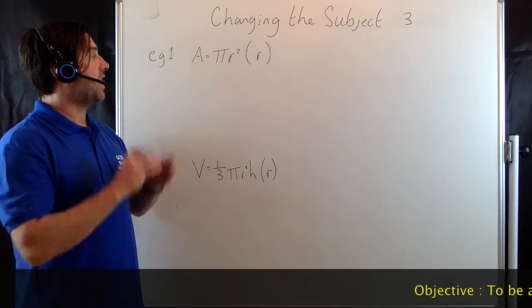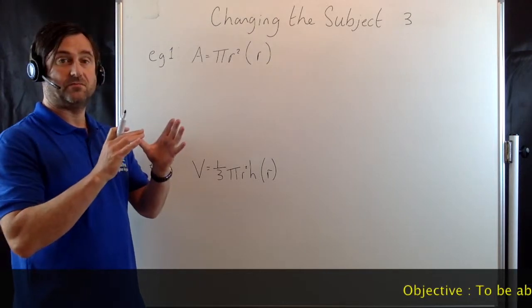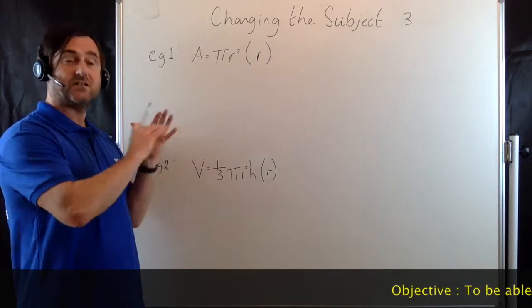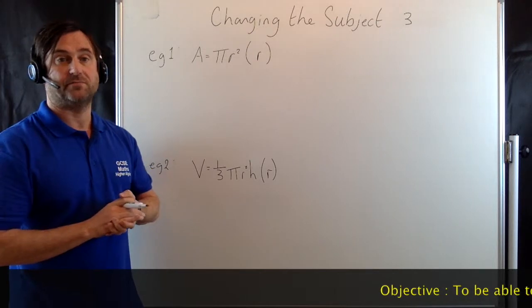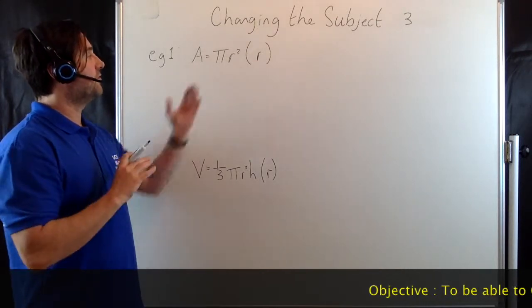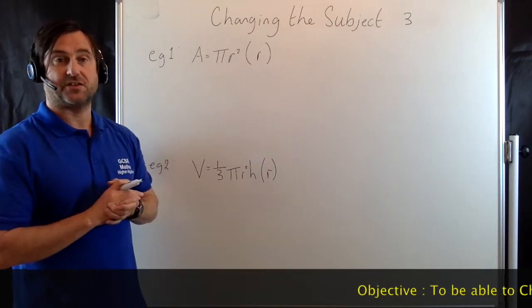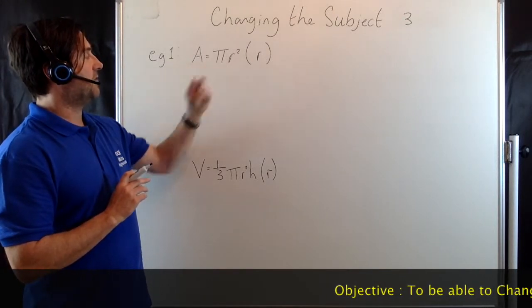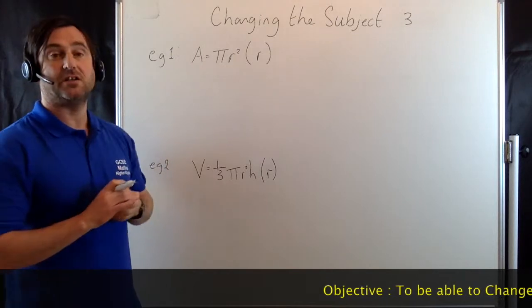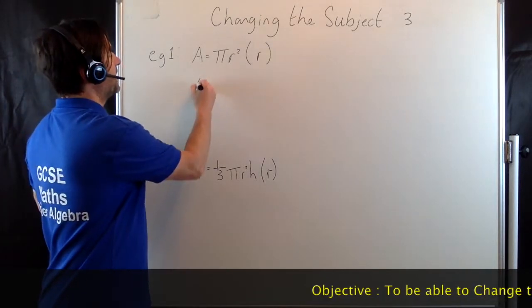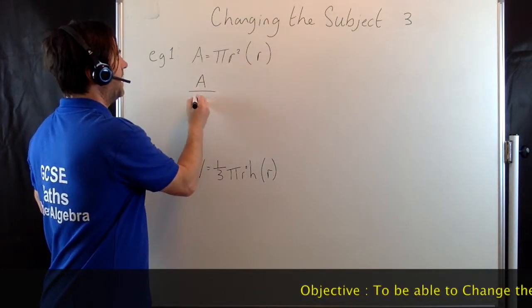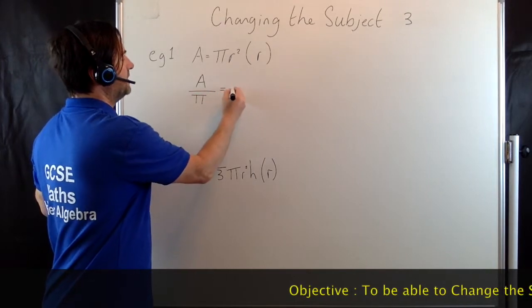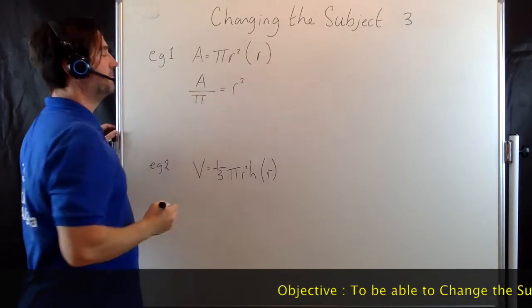We need to get r on its own on one side and the rest of the letters on the other side of the equation. So we're going to move the pi over to the other side. Because we're timesing pi by r squared, on the other side we're going to divide. So the first step would be to write a over pi is equal to r squared.